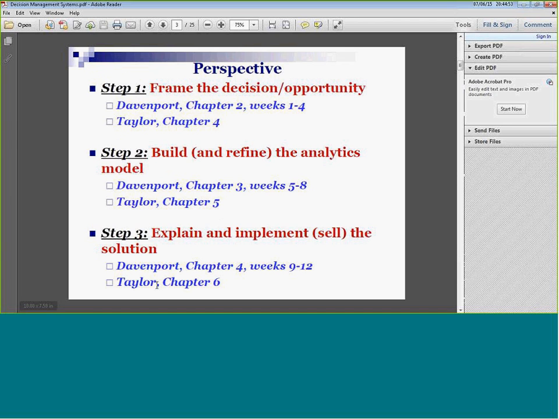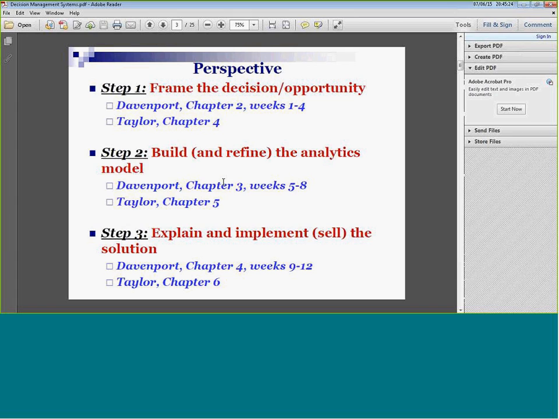Again, reviewing the perspective. This is step one. Frame the decision, and I've mapped the Davenport chapters with sort of the equivalent Taylor chapters. So if you look at Davenport, go back and revisit what we talked about for framing, you'll see Taylor in his chapter 4 of the Decision Management Systems book gets into similar, a little different slant, but he also talks about the same kinds of things that Tom Davenport talks about.